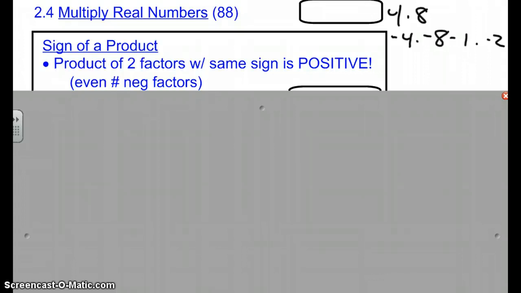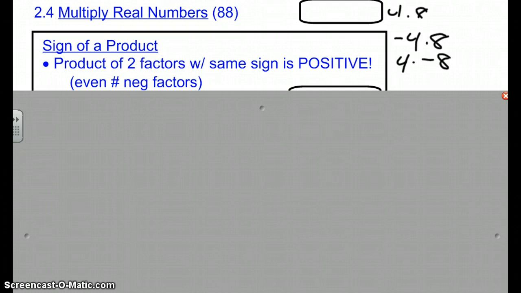So when do we have a negative product? Using the same numbers that Mary gave us, 4 and 8, how can I end up with a negative product? What would I have to do, Sophia? Good, so negative 4 times 8 is? Negative 32. And the other way everyone can say it is 4 times negative 8.